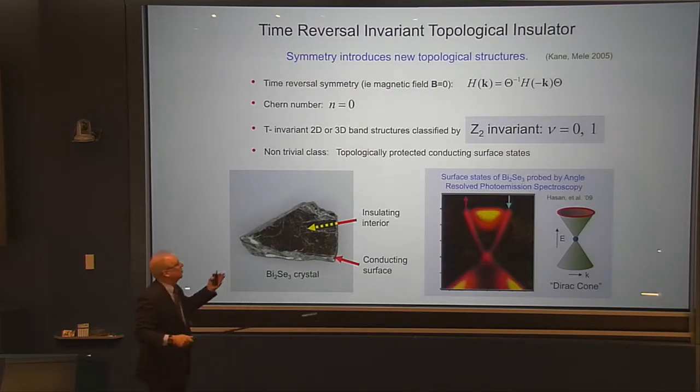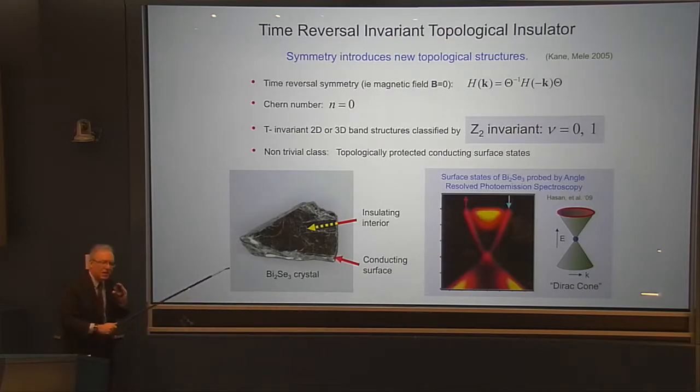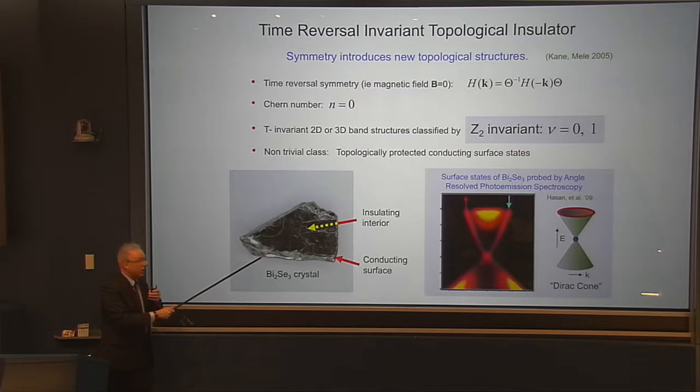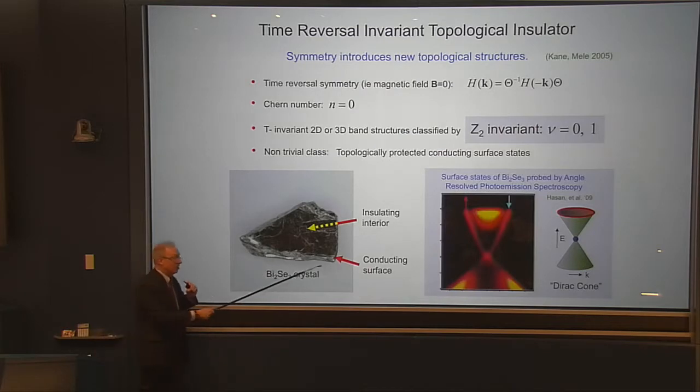Okay, there are lots of topological insulators, and what's special about a topological insulator is that it's an insulator on the inside. One of the most famous topological insulators is bismuth selenide, and it's just a crystal, like a rock. On the inside it's an insulator. It doesn't conduct electricity, but on its surface it does conduct electricity.